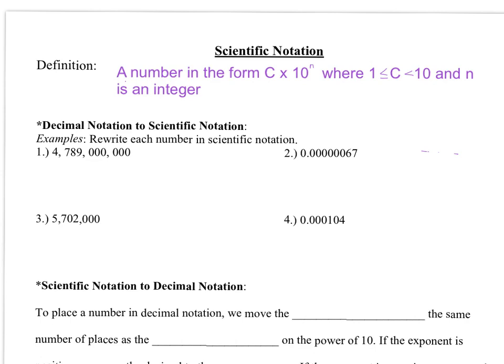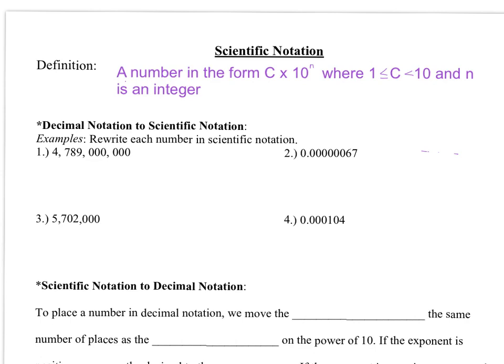So for a definition of scientific notation, a number is in scientific notation if the number is in the form of c times 10 to the nth power, but c has to be between 1 and 10. So it can be 1, but it has to be less than 10. So it has to be a single digit. And n, that power of n, is an integer, so a whole number.